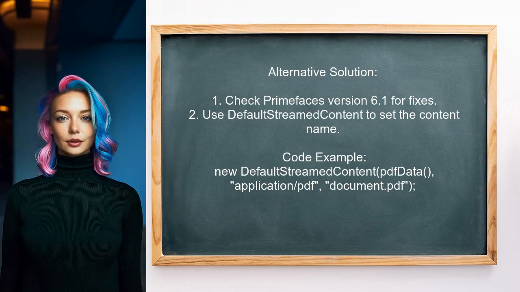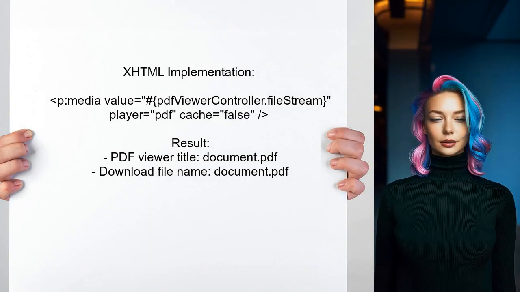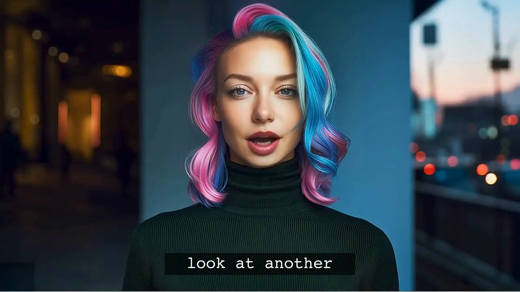An alternative solution suggests that this issue may be a bug in PrimeFaces. The user recommends checking PrimeFaces version 6.1, which appears to have fixed the problem. They also mention using default streamed content to set the content name, which can help customize the PDF title. In their XHTML code, the user shows how to implement the P-media component. By setting the value to the file stream, both the PDF viewer title and the download file name in Chrome will display as document.pdf. Let's take a look at another answer from another user.